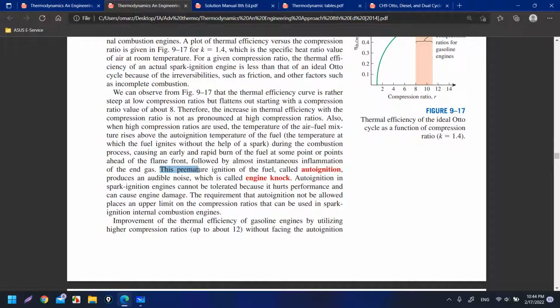We have the temperature at which the fuel ignites without the help of a spark. We call it the ignition temperature. During the combustion process, this causes an early rapid burn of the fuel. The fuel will burn early at some point or points ahead of the flame front, without a spark, without a flame, followed by almost instantaneous inflammation of the end gas. This ignition of the fuel, called auto ignition, produces a noise, which is called engine knock.